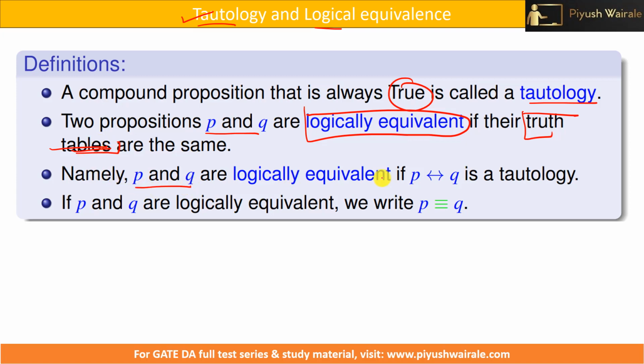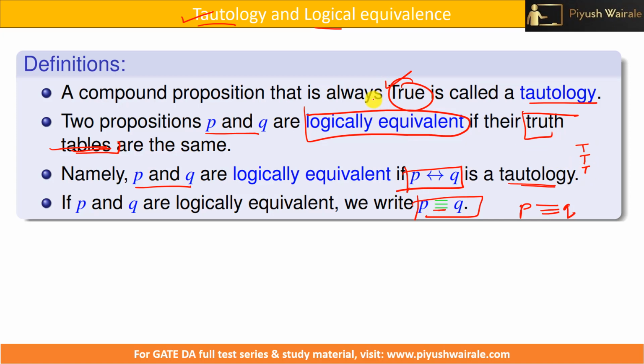Namely, P and Q are logically equivalent if P bidirectional Q is a tautology, right? If P and Q are logically equivalent, then we can write P, and this is the equivalent symbol, these three horizontal lines. So P is equivalent to Q. And the condition for that is that P bidirectional Q is a tautology. Tautology means for all the cases, the value of this particular expression will be T, that is true. It's always true.